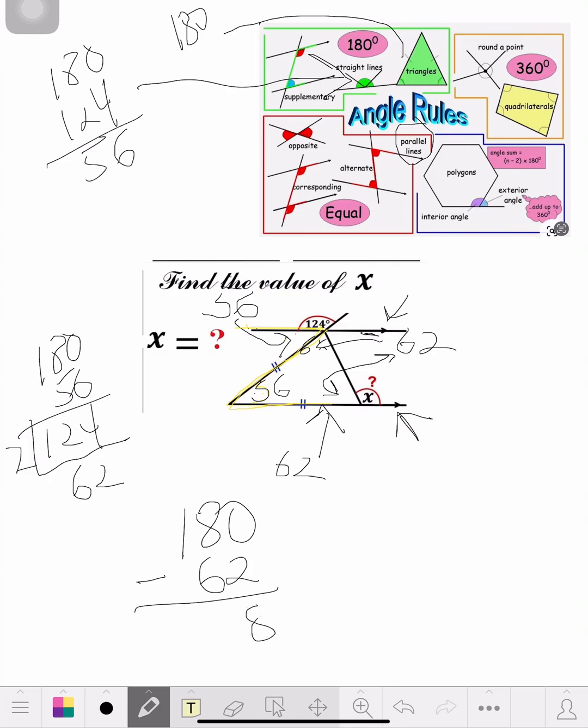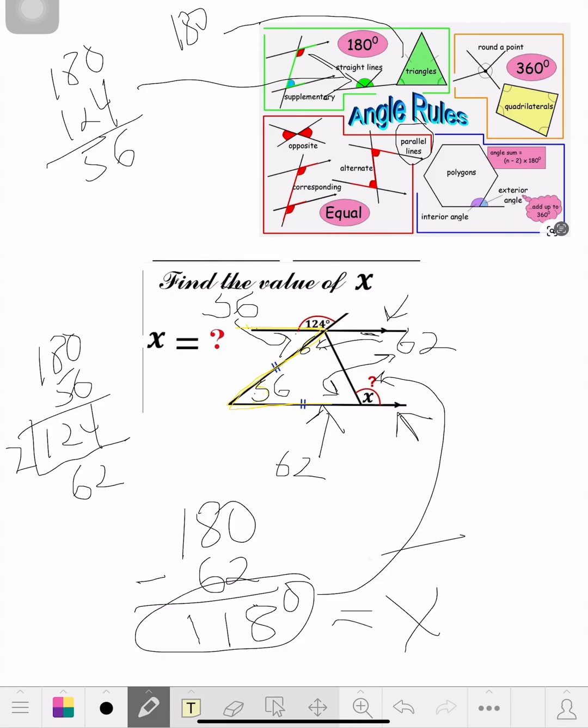This gives us an 8 here. We got a 7, we got a 1. 118. 118 degrees right here. So x equals 118. And that's the answer. Let's square this off so the teacher knows, hey, my answer is 118. X is 118. And that was all there was to it.